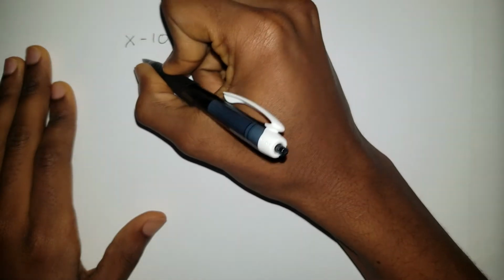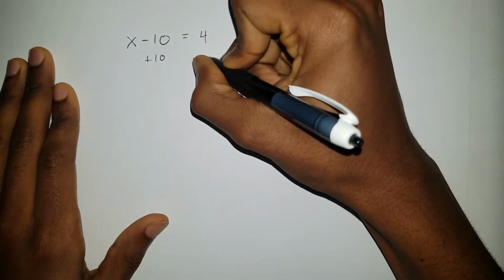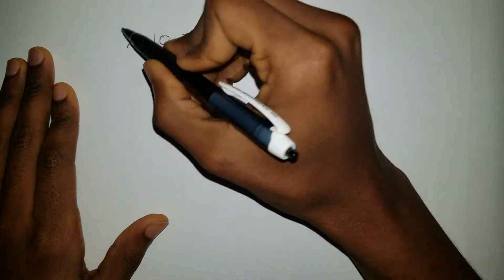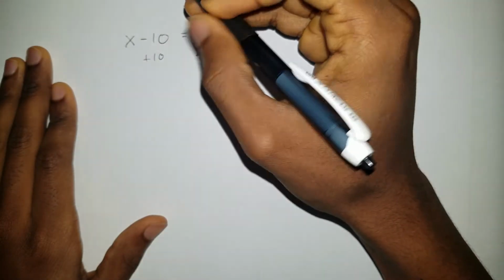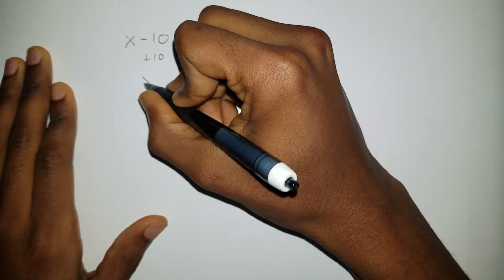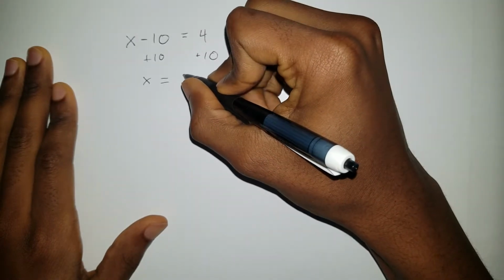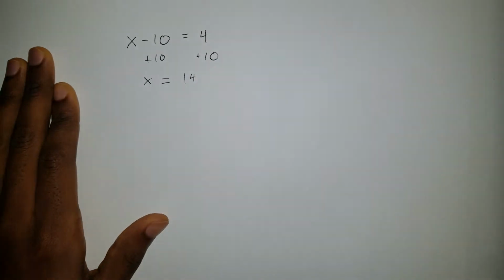In order to do so, add 10 to both sides, in order to isolate this variable x, at which point we will have x is equal to 14.